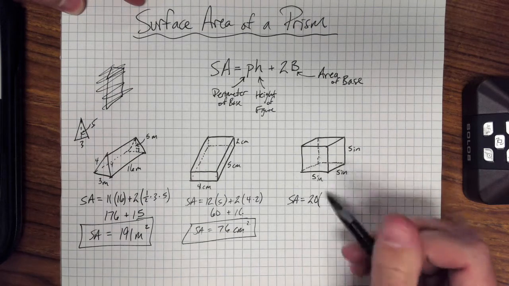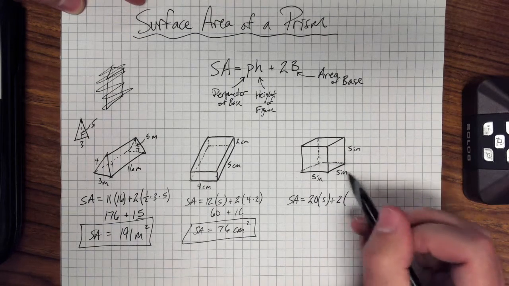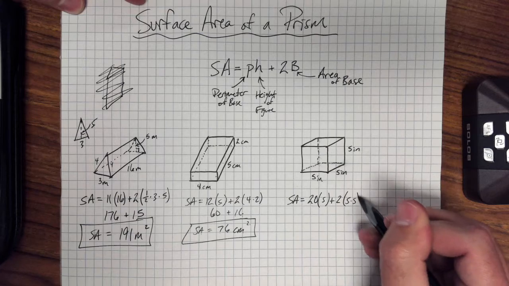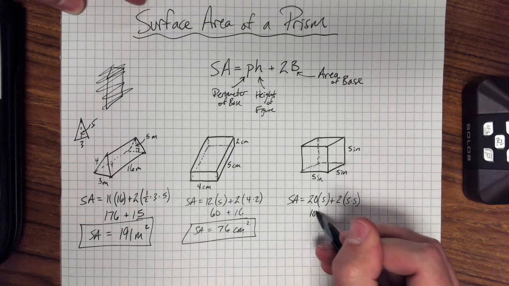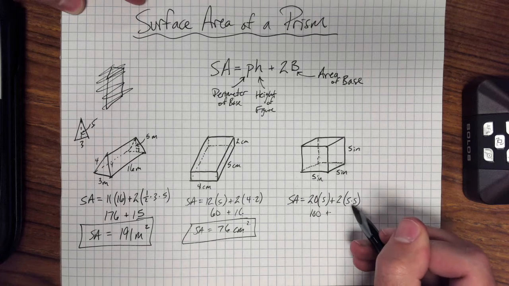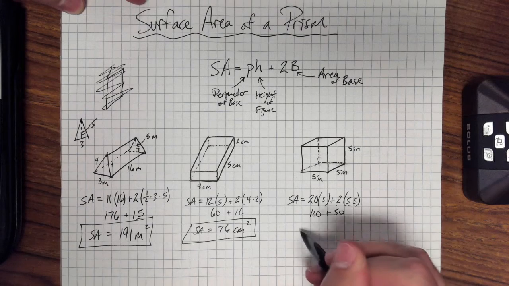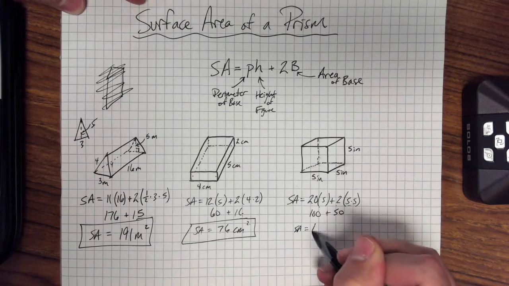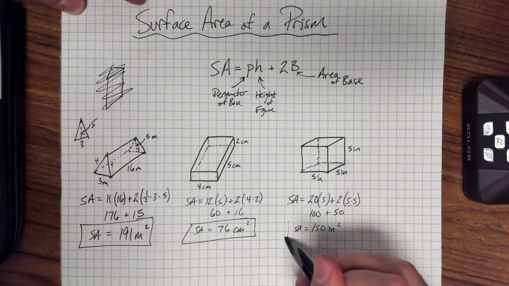The height of the figure this time is 5, plus 2 times the area of the base would be the 5 times 5. So 20 times 5 is 100, plus 5 times 5 right here is 25, times 2 is 50. And 100 plus 50 comes out to 150 square inches.